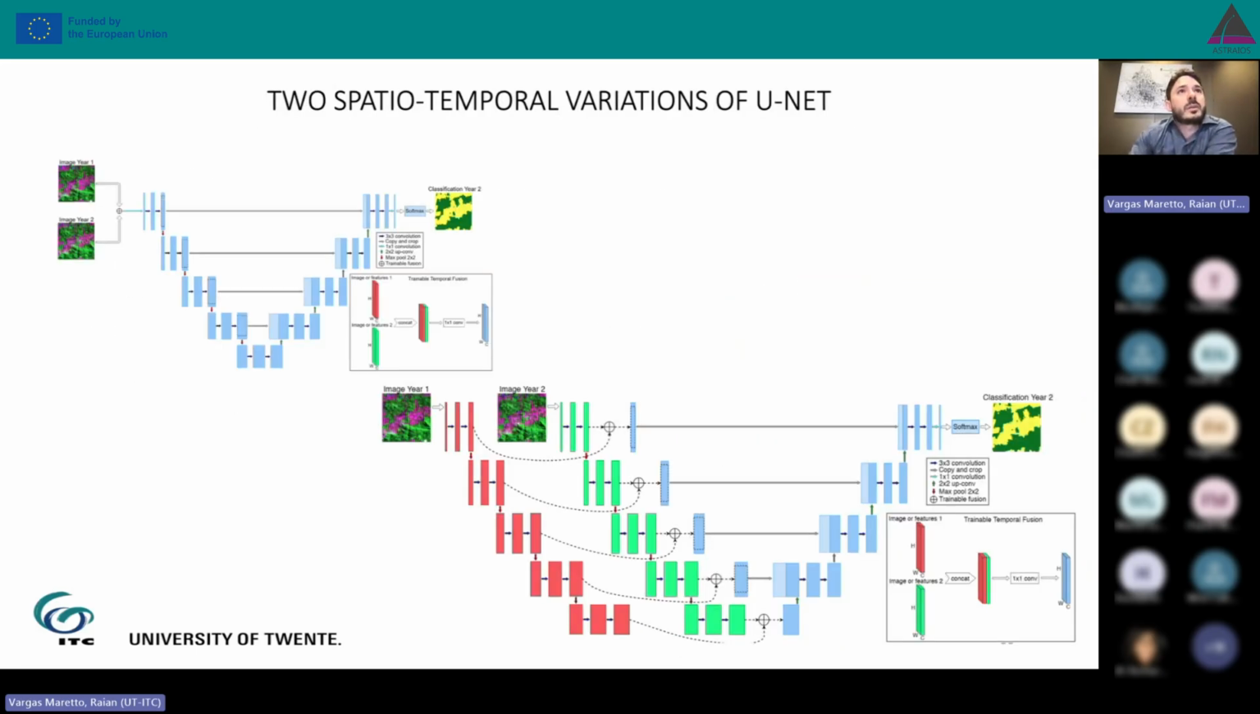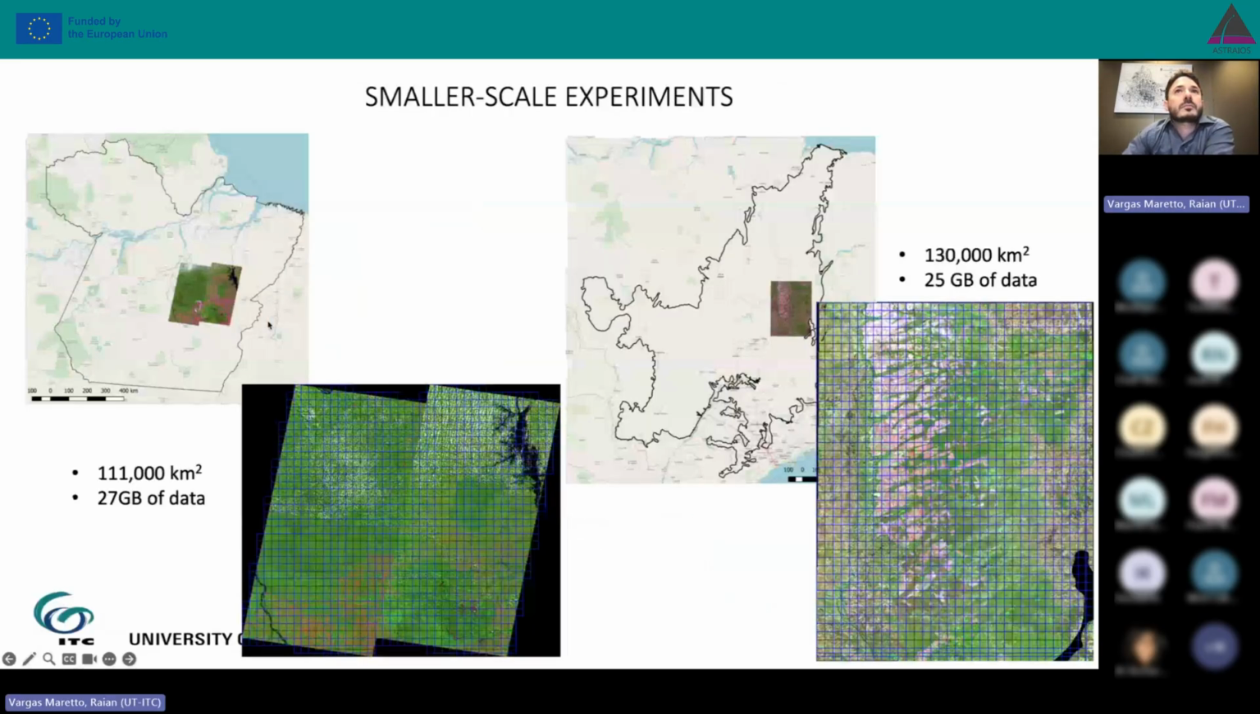So basically here, we developed two types of fusion networks. One, spatial temporal fusion with a middle fusion where we combine the two images before the decoder, and the other one we combine before the encoder of the network. So we first executed in two smaller scale areas, one in the Brazilian Amazon with around 110,000 square kilometers, with around 27 gigabytes of data in the experiments, and the other one with 130,000 square kilometers in the Brazilian Cerrado, which had a data set of around 25 gigabytes of data.